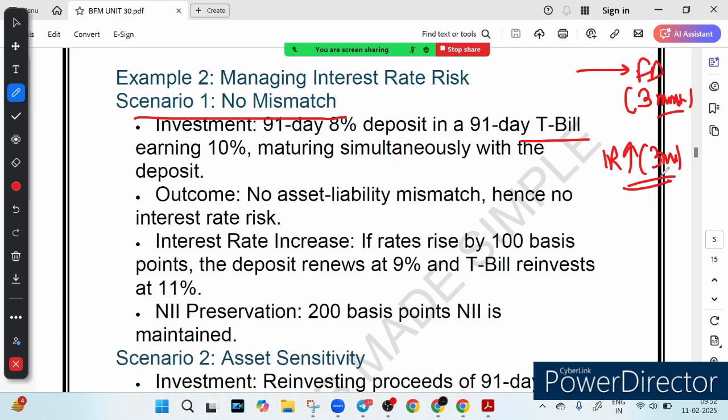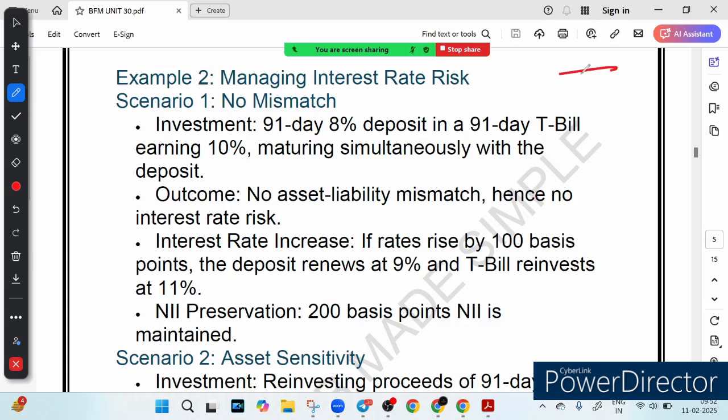So if the interest rate rises after 3 months, both your FD and the investment will renew at a higher rate. If the interest rate falls, what will happen? Then both will renew at a lower rate. So here there is no surprise, no risk. Banks love this kind of perfect mismatch, right?